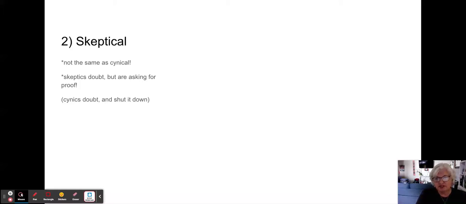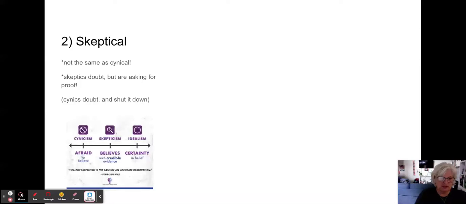The second part of having a scientific attitude is to be skeptical. Now, it's very important that you understand that this is not the same thing as being cynical. So here's a little picture on the bottom here. If you look at someone who is cynical, you can almost say that they're afraid to believe in anything. So they're just going to shut down conversations or questions. They're just going to say, nope, it's not possible. We only use 10% of our brain. Science has shown it. We're good to go.